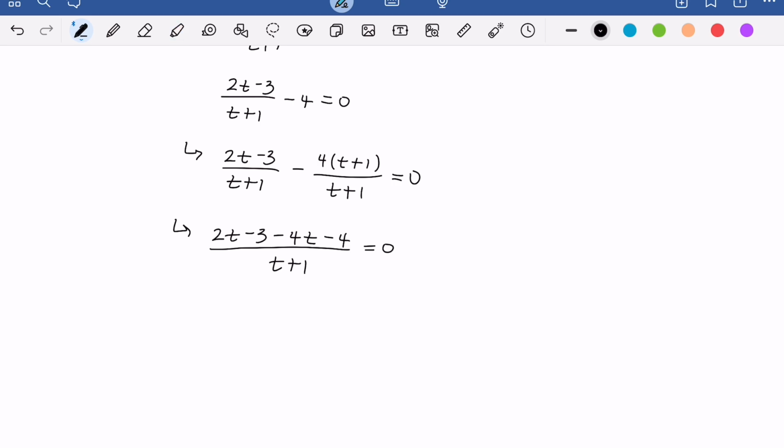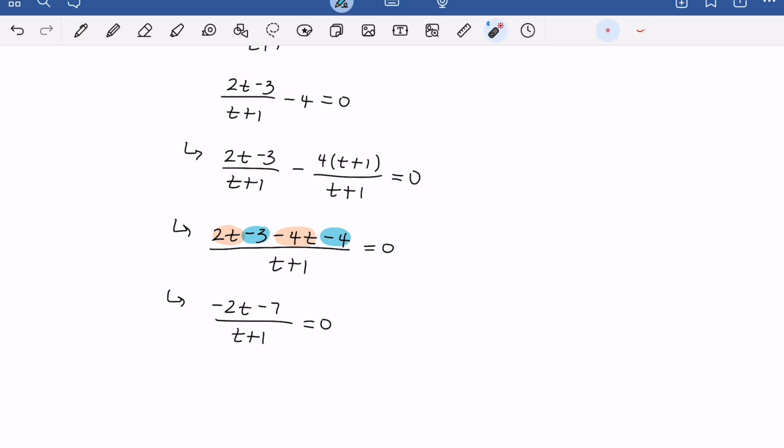So let's combine like terms. We have a 2t, a minus 4t, a minus 3, and a minus 4. So this gives us minus 2t minus 7 in the numerator, and then t plus 1 in the denominator.